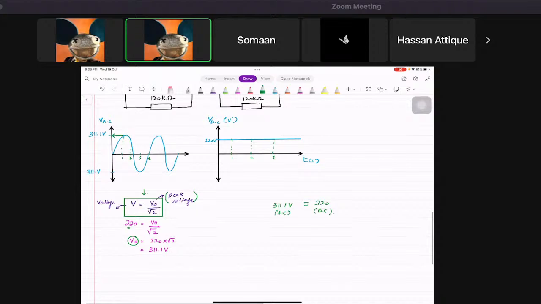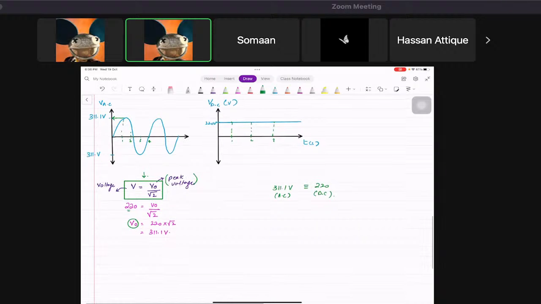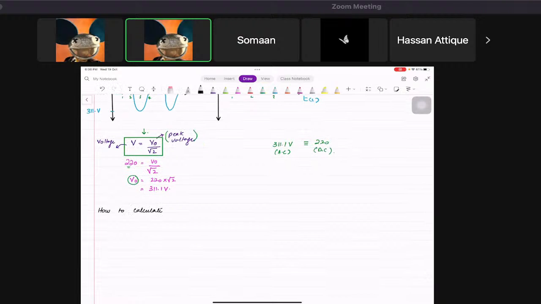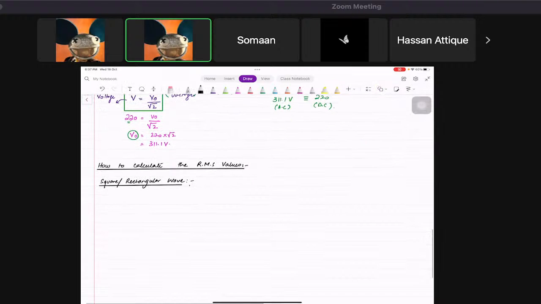So, how to calculate the RMS values by just looking at the wave, right? First of all, we're going to look at the square wave, and then we're going to learn about the sinusoidal one. So this involves a bit of method. I just want you guys to follow this, and hopefully you will be able to learn. It's not something difficult at all.